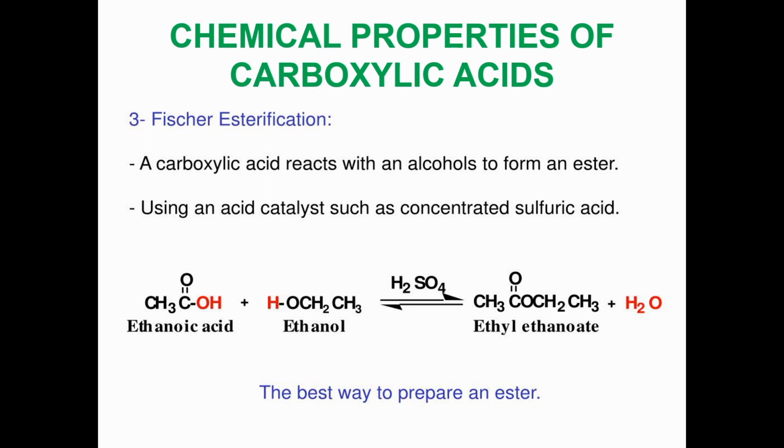The next reaction is esterification reaction called Fischer's esterification. In this reaction, carboxylic acid will react with alcohol under sulfuric acid as catalyst to form an ester. This is the best way of preparing ester. Looking at that, this is a reversible reaction, meaning that this ester formed can also revert back to the reactants, which are carboxylic acid and alcohol.